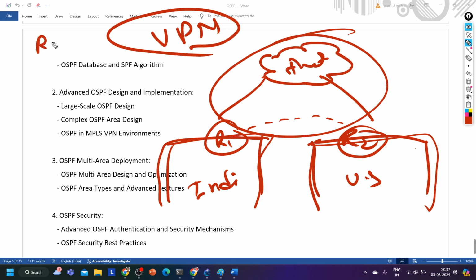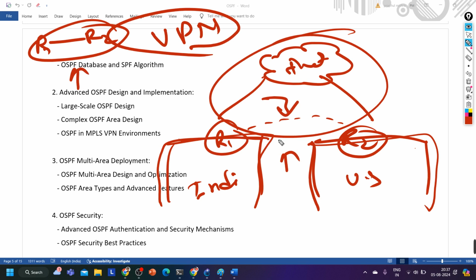So configuring OSPF between 2 routers that are directly connected, or configuring OSPF between 2 sites connected through a public network, what are the differences in this scenario and in that scenario? How is OSPF going to behave in each scenario? First we will learn OSPF between two routers, then OSPF behavior over VPN. Done. So OSPF in MPLS VPN environment.